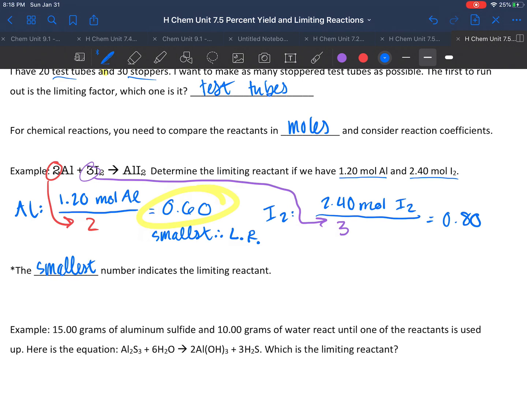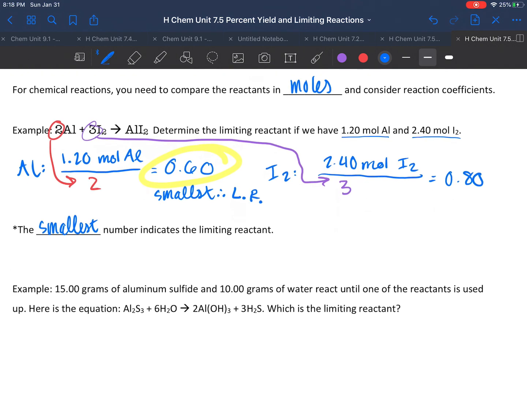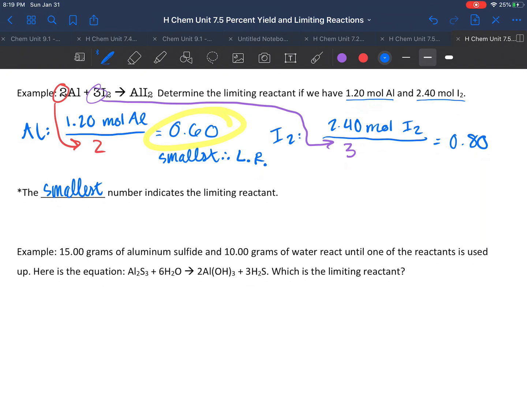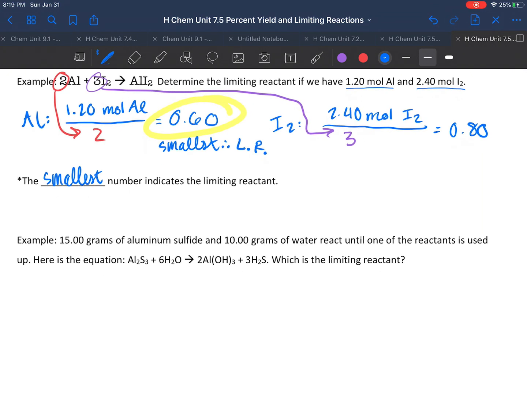So let's do another example, except here, we're not given moles. We have a value of grams, so we're going to have to do that conversion, which is super easy. Going from grams to moles, use molar mass. And so we're given aluminum sulfide, which is Al2S3, and water, H2O. So these are our two reactants. Let's see which one's the limiting reactant.